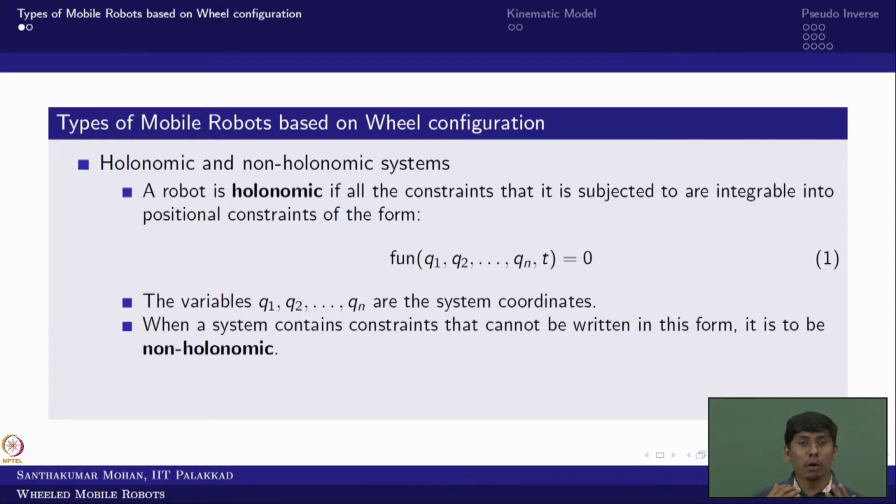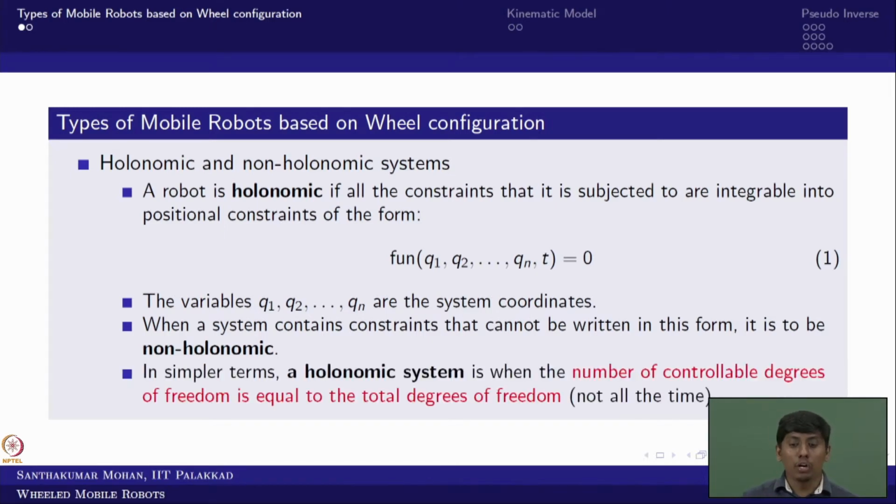But I need a proper integrable form, so that if I am able to write all the constraint equations, then I call that holonomic. If that is the case, one can easily feel that if the number of controllable inputs is equal to the number of degrees of freedom, then you can say holonomic. Yes, to a certain extent it is right, but not all the time.